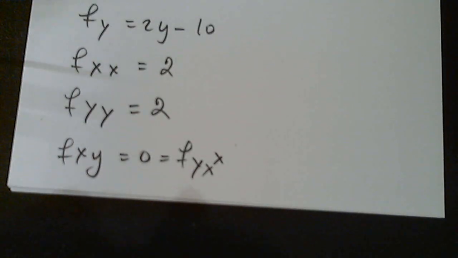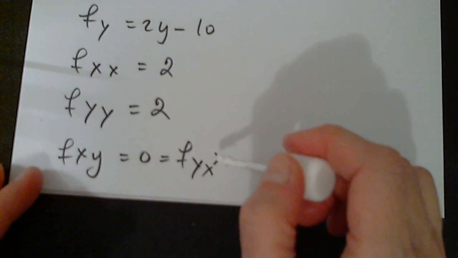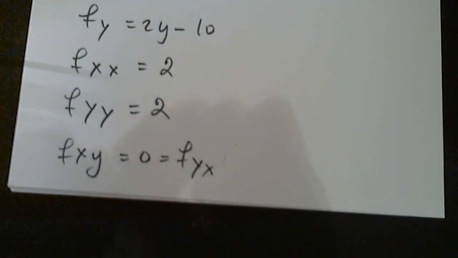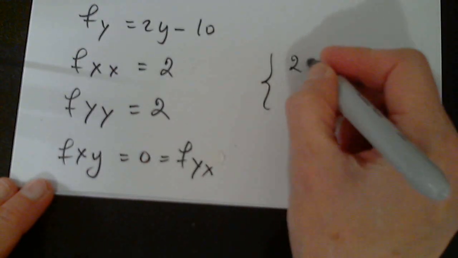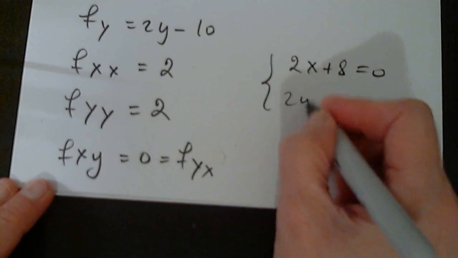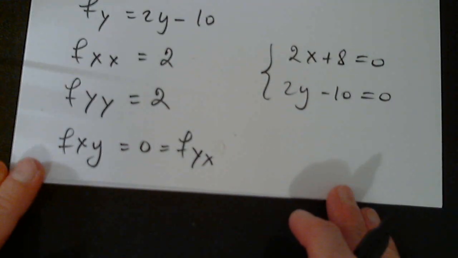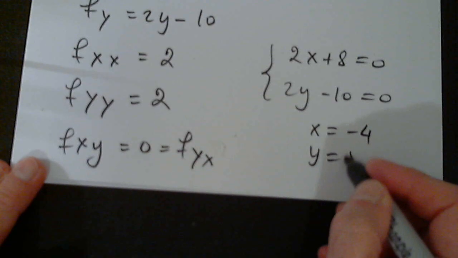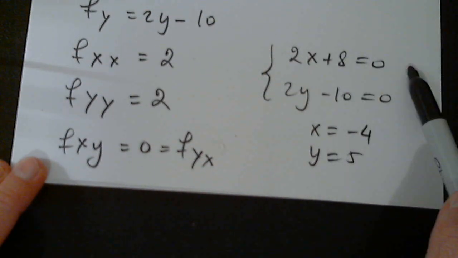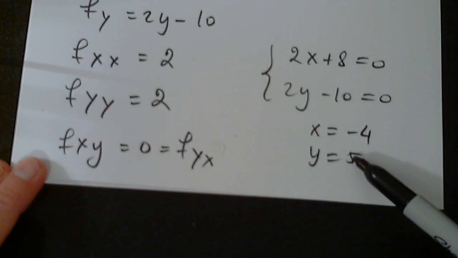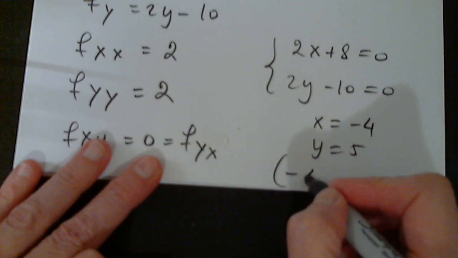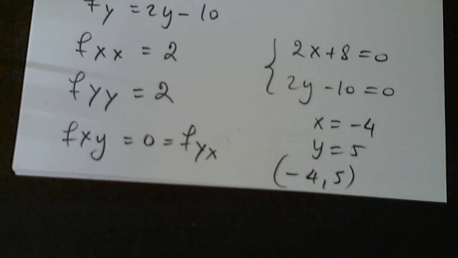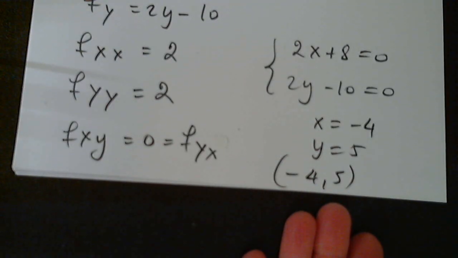Good. So now, after finding all partial derivatives, I will create the system only with fx and fy. 2x plus 8 equals 0, and 2y minus 10 equals 0. From here, x is negative 8 over 2, x is negative 4, and y equals 5. So the ordered pair in our general example a comma b for this function is negative 4 comma 5. Now we have to calculate d.